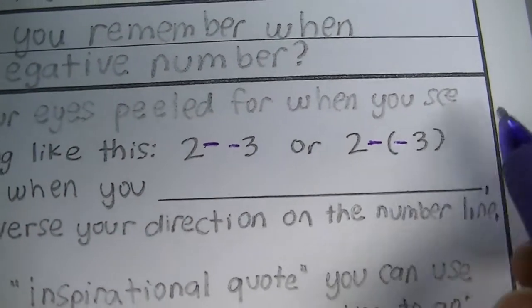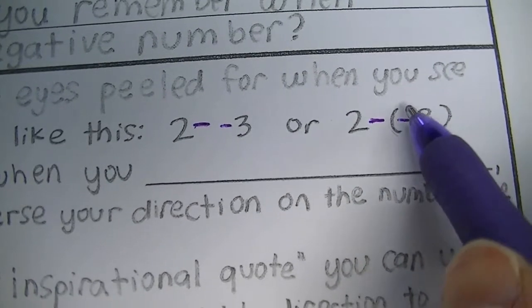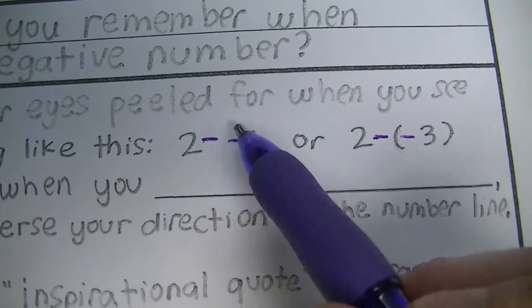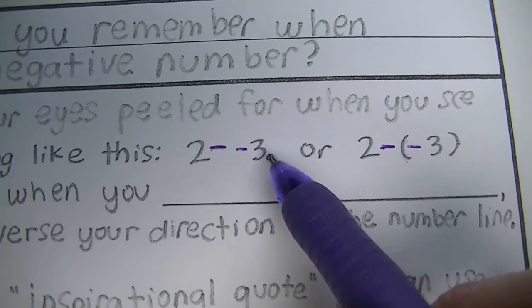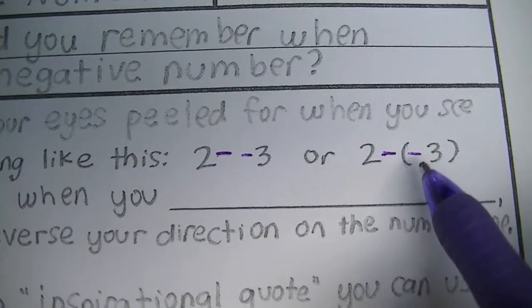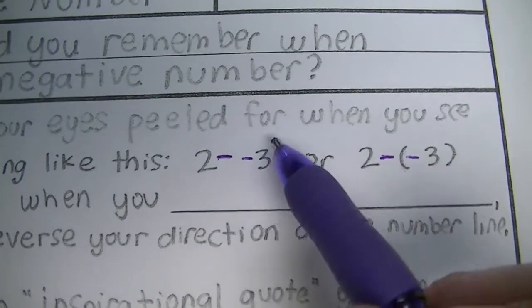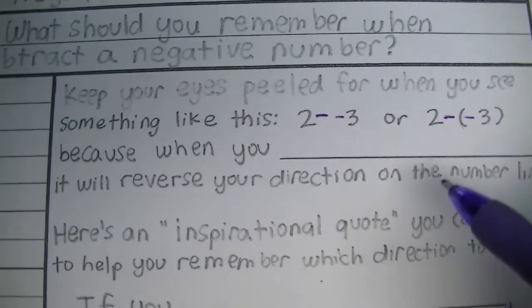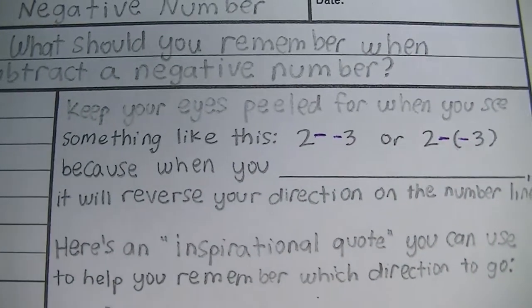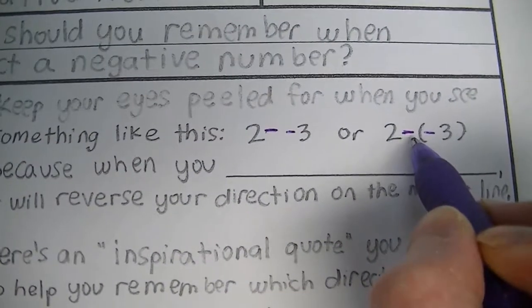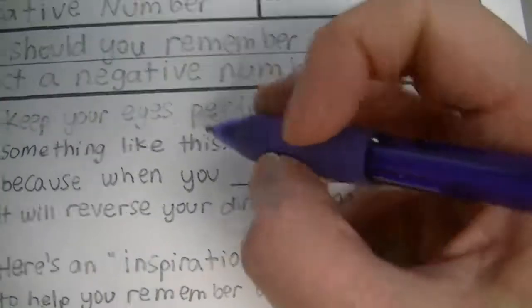Now typically your textbook will put negative values inside parentheses, but I've seen them where they're not in parentheses like that, okay? But just know that when you see this, it's exactly like this. The person just didn't take the time to put the little parentheses around that negative 3. So when you see that, that means you're subtracting a negative number.